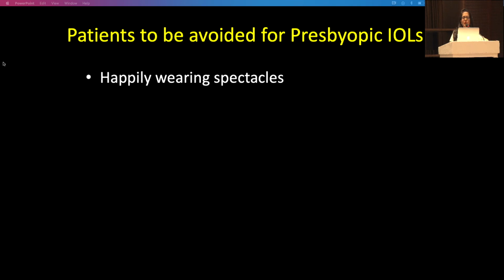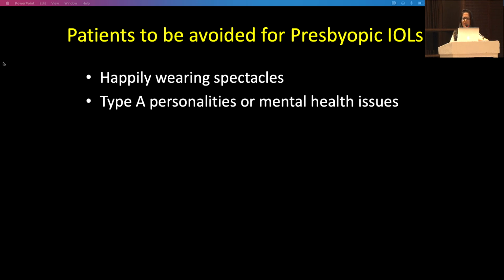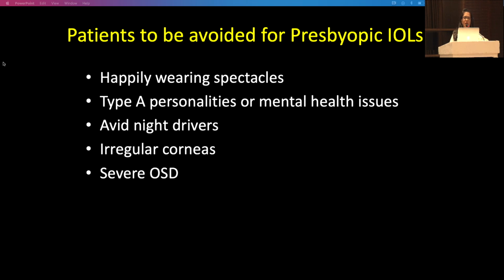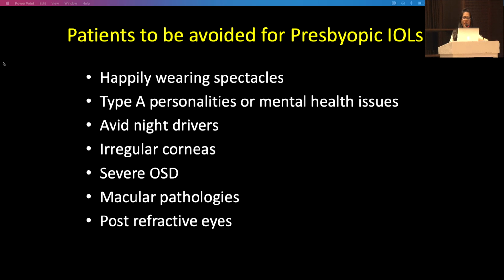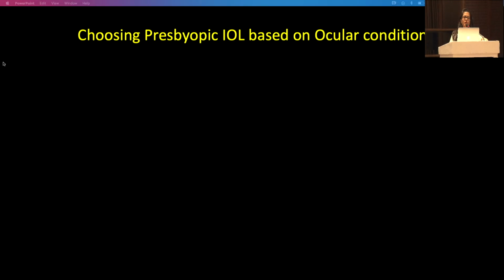So patients to be avoided. Somebody who's very happy to wear glasses, why push him not to wear glasses? That's okay. Very aggressive type A kind of people, or people who have mental health issues, who are on medication, bipolar, schizophrenic, you would want to avoid these lenses for them. As I said, very avid night drivers in the initial part of your practice, irregular corneas, severe ocular surface diseases, and macular pathologies. You do need to do your OCTs to find out any fine ERMs or drusen which could affect the post-operative outcome, and also post-refractive eyes in the initial part of your practice.